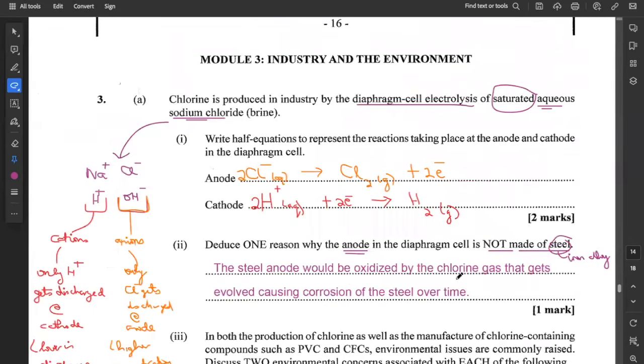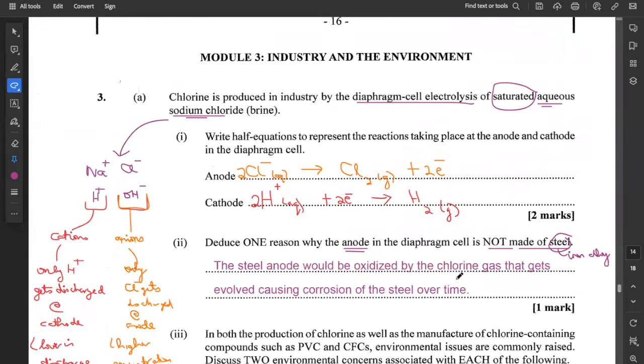So question 3 is our module 3 question. It deals with industry and the environment. So 3 part A is talking about chlorine and saying that chlorine is produced in industry by the diaphragm cell electrolysis of saturated aqueous sodium chloride, or brine. So it's saturated, which means that it has a ton of sodium chloride, so a ton of sodium ions and a ton of chloride ions.